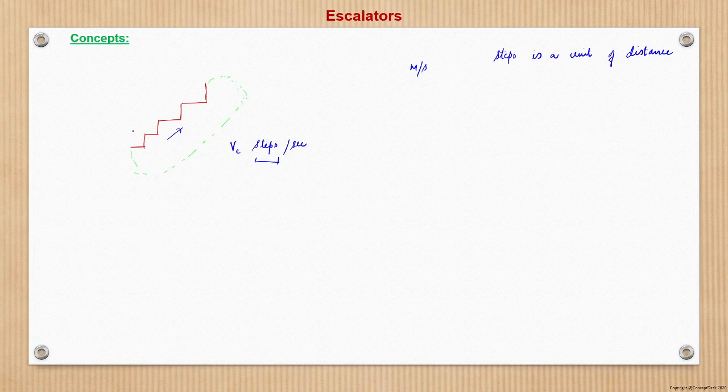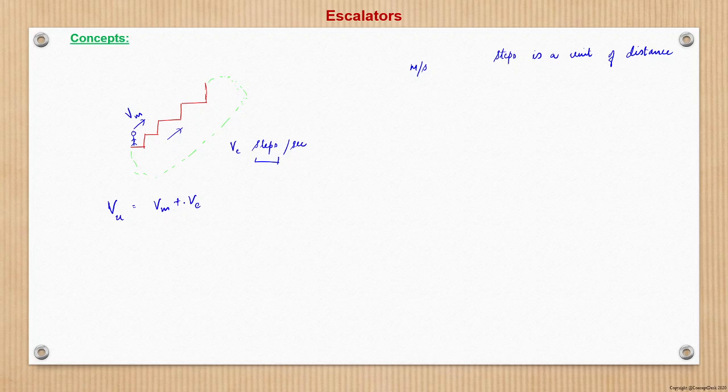And now suppose a man is standing here on this escalator, and the man is also walking upwards with a speed of vm steps per second. So what would be the effective speed? The effective speed of the man in the upward direction would be nothing but the combination of the two speeds, vm plus ve.